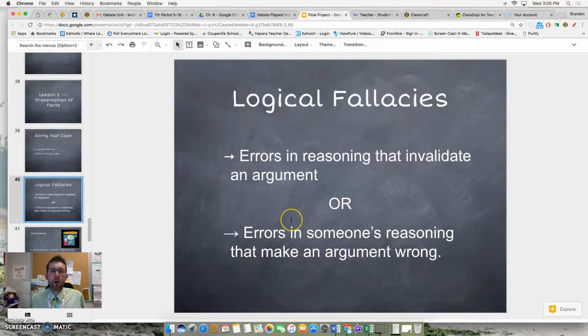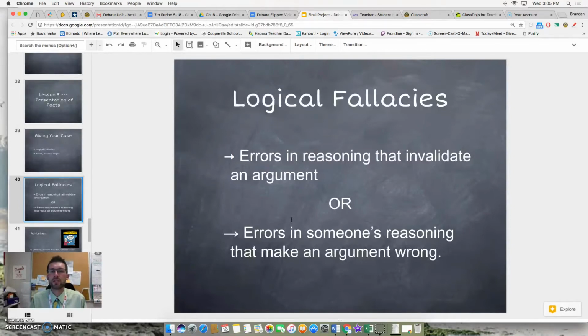What I'm about to go over are 10 logical fallacy examples. You want to make sure that when you're putting your debate together, when you're putting your facts together, that you don't fall into one of these logical fallacy traps. And then, while you're listening to your opponent's case, you want to make sure that you catch them in one of these logical fallacy traps so that you can point it out to the judge and the audience during your rebuttal time.